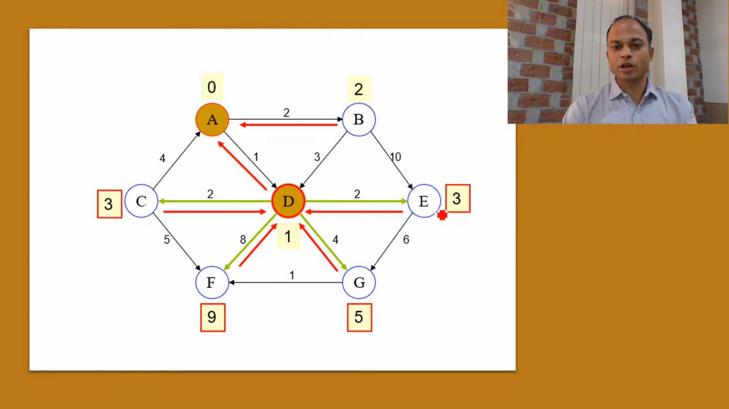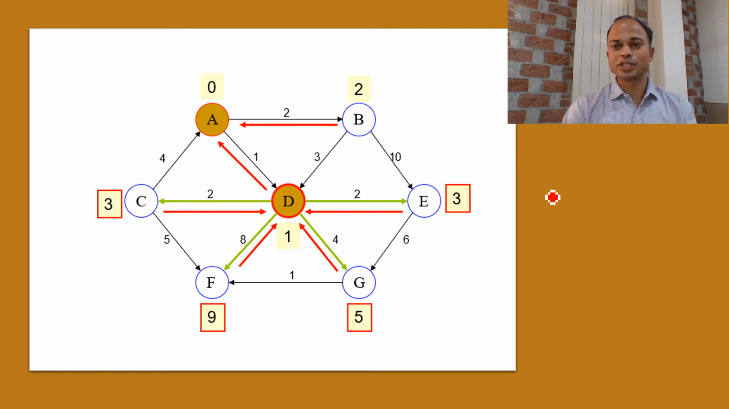And say we are talking about distance from D to E. I mean distance from A to E. Distance from A to E is 3 because A to D distance is 1 and D to E distance is 2. If we add these values, then this value is 3. Similarly, A to G distance is 5 because 1 plus 4 equals 5. A to F distance is 9, 1 plus 8. A to C distance is 3, 1 plus 2, 3. So in this way, at this moment, distance from A to all remaining nodes are given like this.